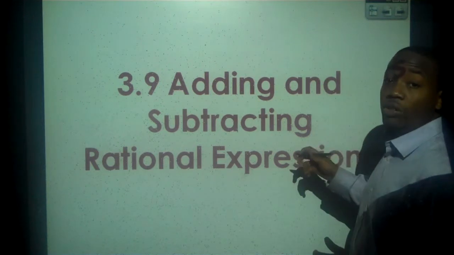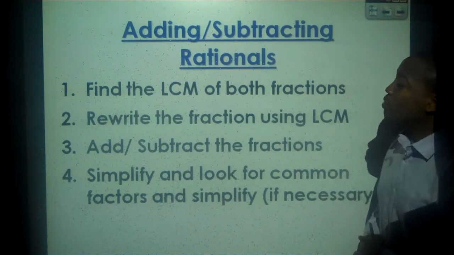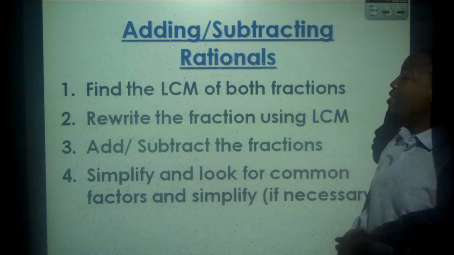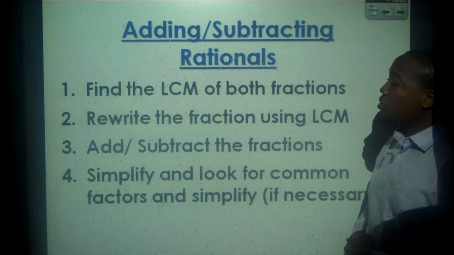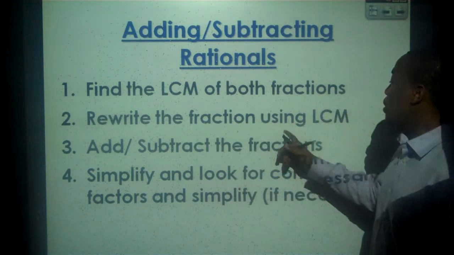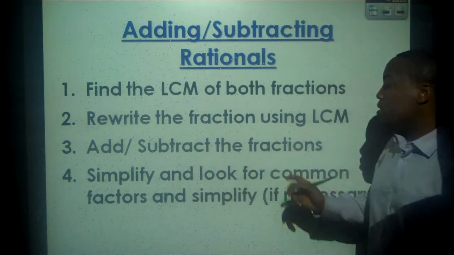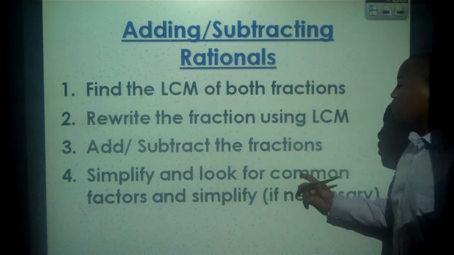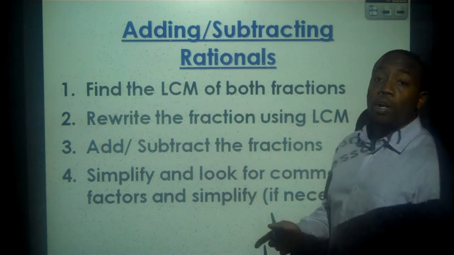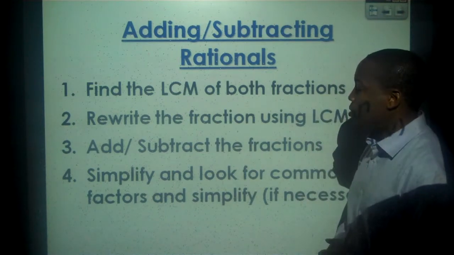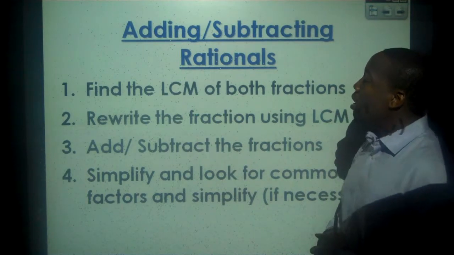So what are the steps that we need to do to add and subtract rational expressions? First thing we need to do, find the LCM of both fractions, which is the least common multiple. Rewrite the fraction using the least common multiple. Add and subtract the fractions. Simplify and look for the common factors and simplify if necessary. So in some cases you might be able to simplify. It doesn't work every time, but more likely you should be able to simplify.